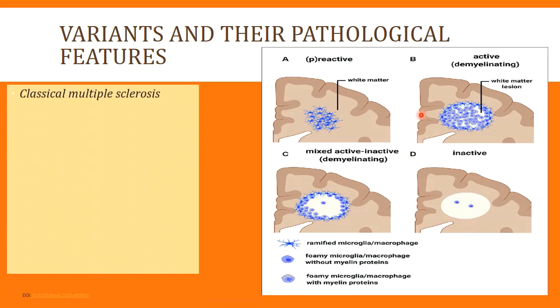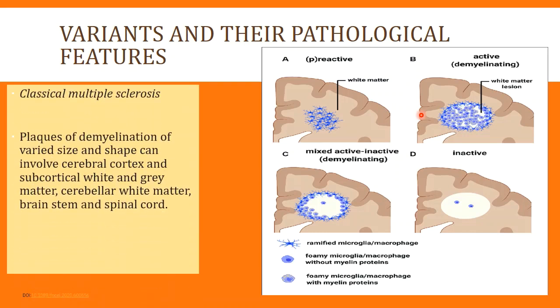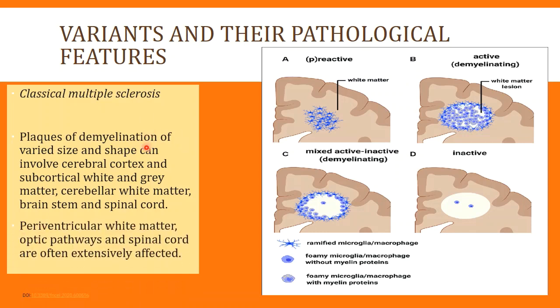So the classical multiple sclerosis produces a characteristic plaque. Now, what is a plaque? A plaque is nothing but a zone of demyelination. In this figure shown alongside, there are 4 images, right? Now we are seeing image A. What do we see in image A? We see a zone of demyelination, but this zone is characterized by ramification of the microglia or the macrophages only.